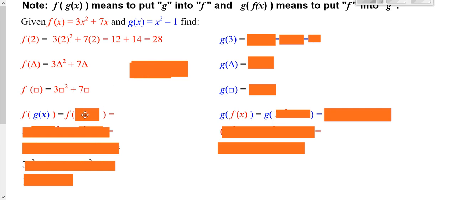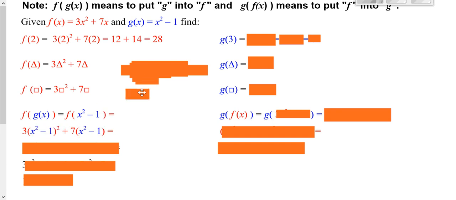So if it's f of g, well, g is that x squared minus 1. We'd still have to go to our function f because that's what's on the outside, which is 3 times your input squared plus 7. That's what the rule says, 3 times input squared plus 7. Our input here is what's in our parentheses, which is the x squared minus 1. So I've got to put an x squared minus 1 in for each one of my inputs.